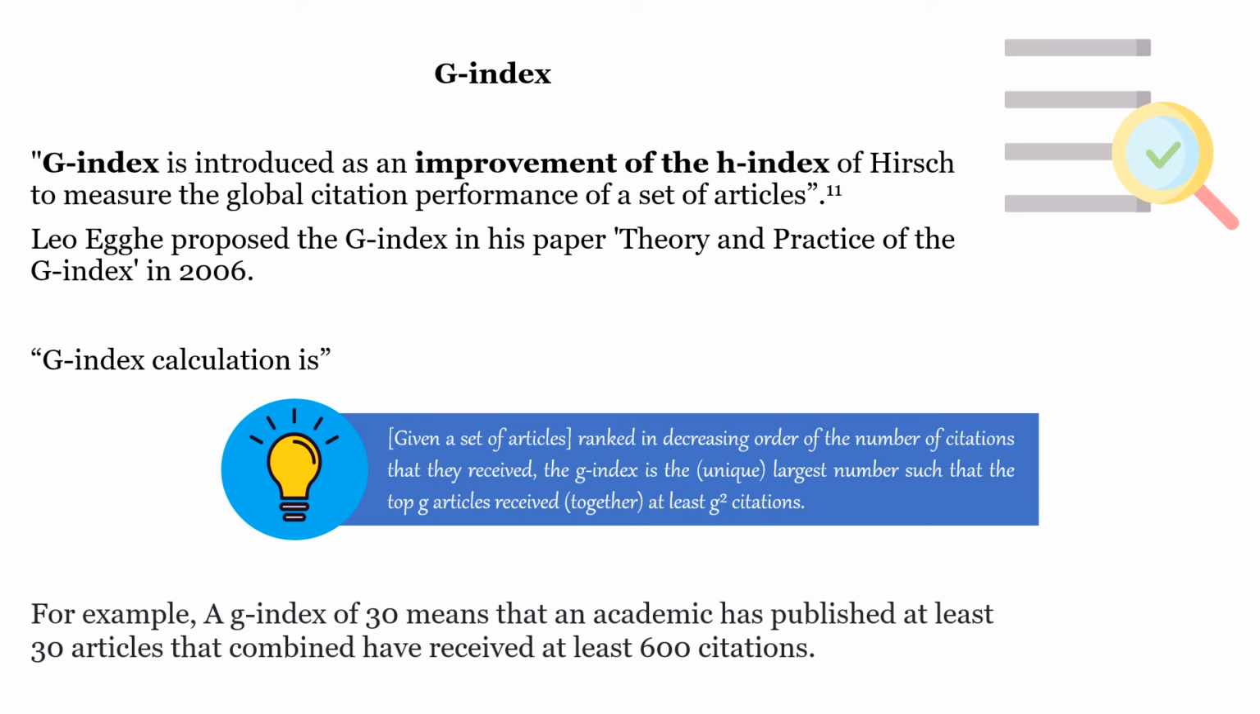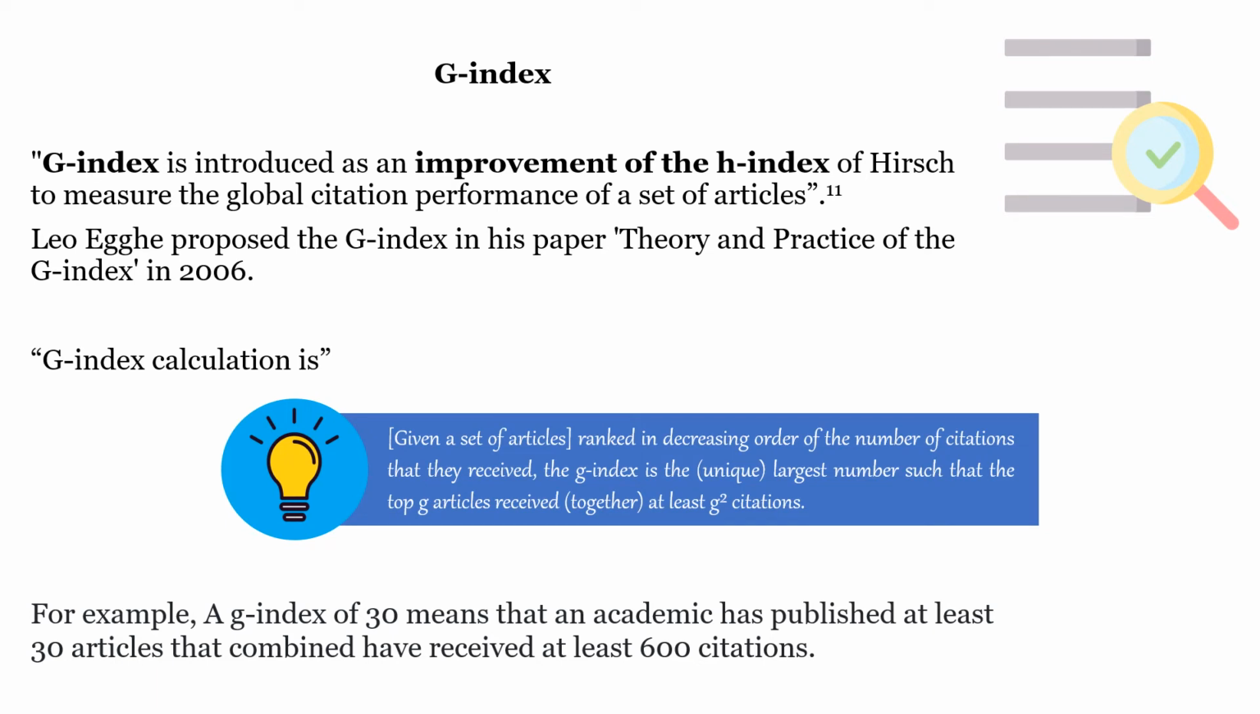Now we'll need to know about the G index. G index is introduced as an improvement of the H index to measure the global citation performance of a set of articles. Leo Egghe proposed the G index in his paper Theory and Practice of the G index in 2006. The calculation of the G index is as follows: given a set of articles ranked in decreasing order of the number of citations that they receive.